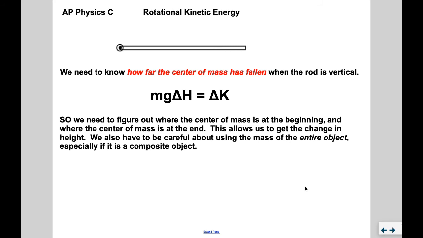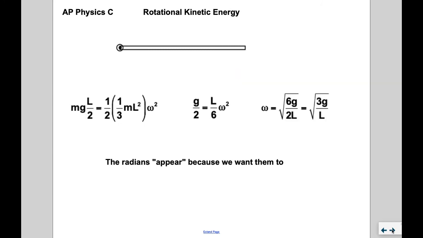Okay, fairly straightforward when we have a single swinging rod like this one, but if you have a composite object, then we need to figure out where the center of mass is located at the beginning, and where it's located at the end, so that we can find that delta H term accurately. Also, we want to be careful about the mgh term, because the m needs to be the mass of the entire object. If it's a composite object, we may need to add a number of terms.